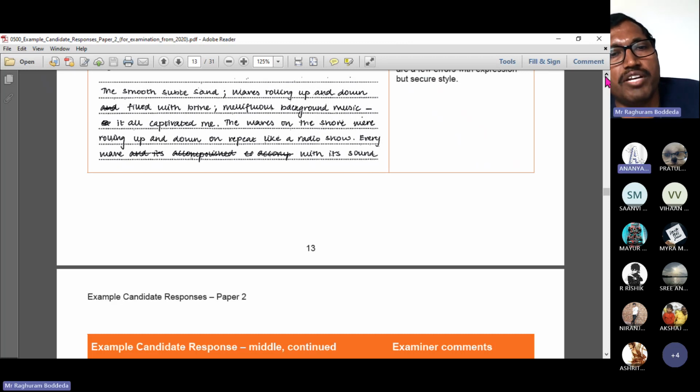Mellifluous background music. It all captivated me. The waves on the shore were rolling up and down on repeat like a radio show. Every wave with its sound.